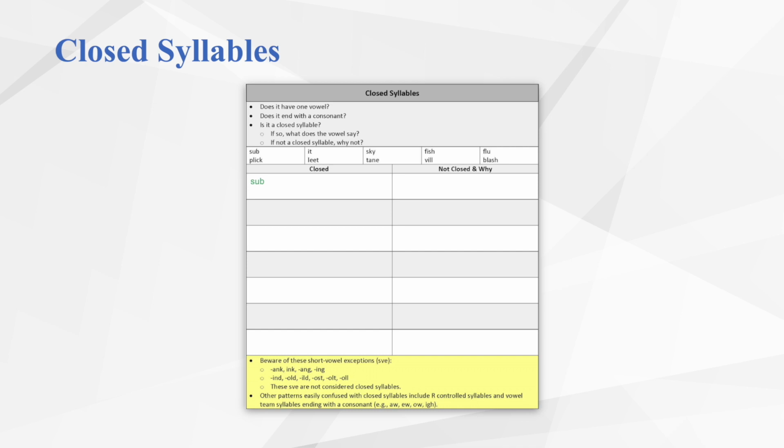I-T. How many vowels do you see? One. How does it end? With a consonant. So is it closed? Yes, it is. So we put I-T in the closed column.